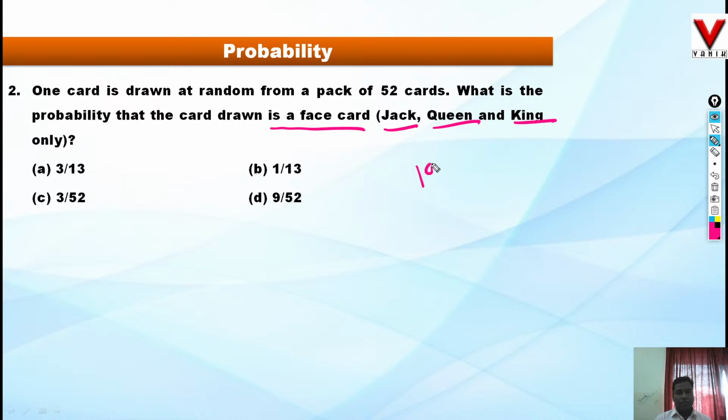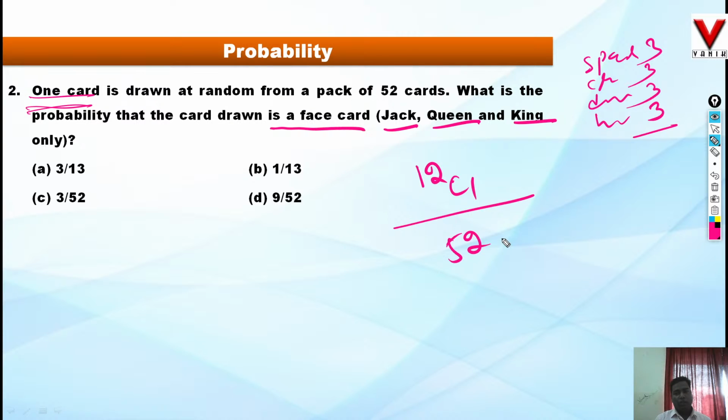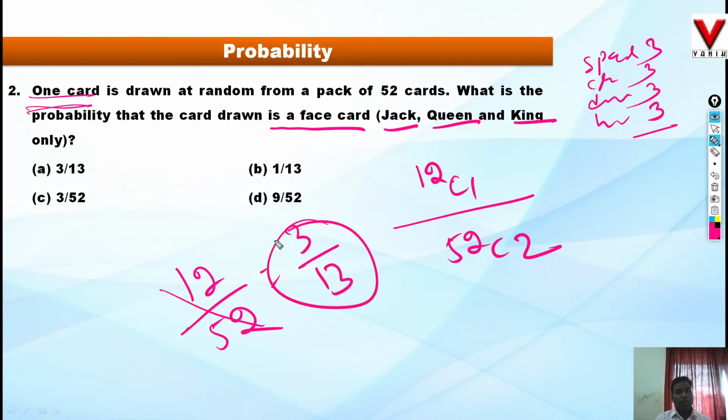There are 12 cards, because in spade Jack, Queen, King is 3, and club 3, diamond 3, and heart 3. Total number of cards here is 12. One card is drawn, that is 12C1 divided by 52C1. 12 by 52, the 3 by 4 cancels, then 3 by 13. Option A is our correct answer. Question number 2, answer A.